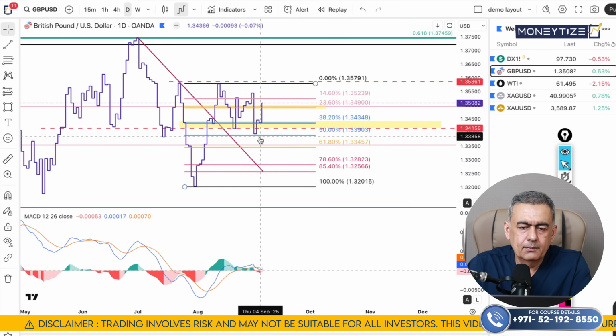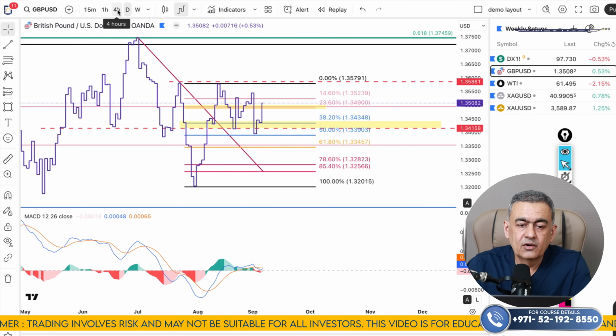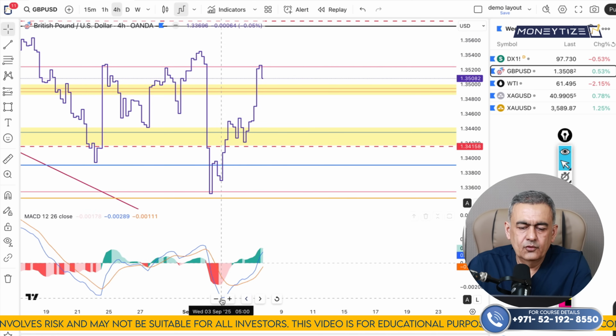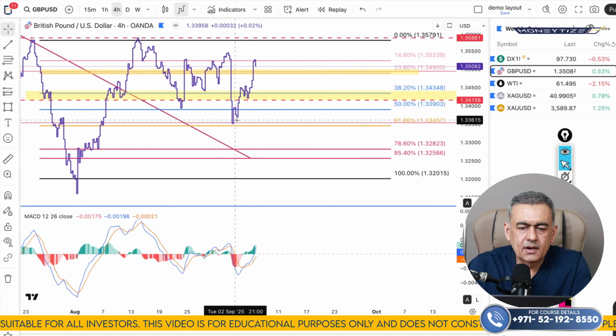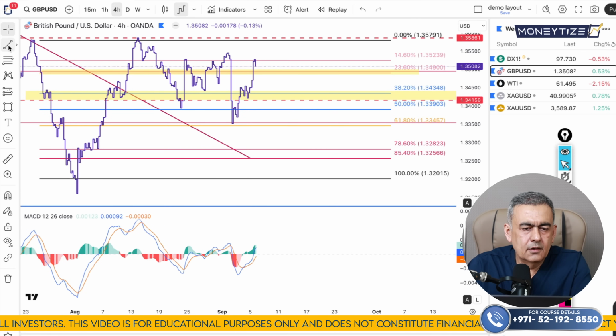and I have to move down to the next time frame. So based on the next lower time frame, I need to apply a trend line here.